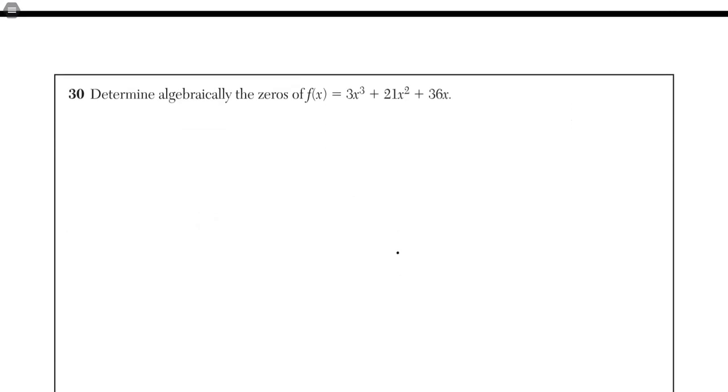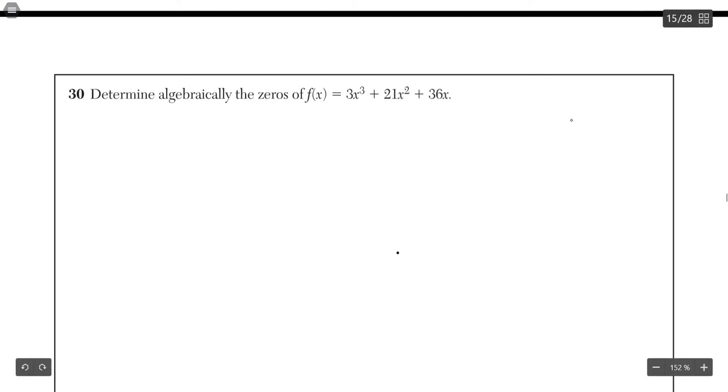Determine algebraically the zeros of f of x. Okay, so we could find the zeros by graphing, right? You graph y1 equals this, y2 equals 0, and find the points of intersection. Since the exponent is 3, there will likely be 3 points of intersection. However, that will only give you partial credit, half credit, because it's not an algebraic solution, it's a graphing solution. The algebraic solution looks like the easiest way to do this would be by factoring.